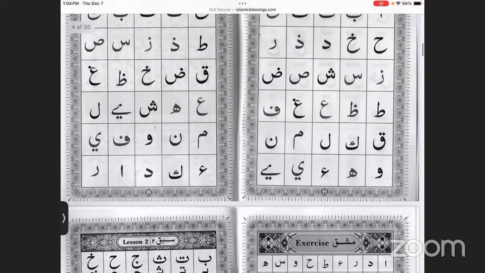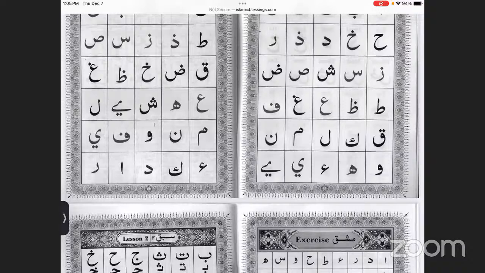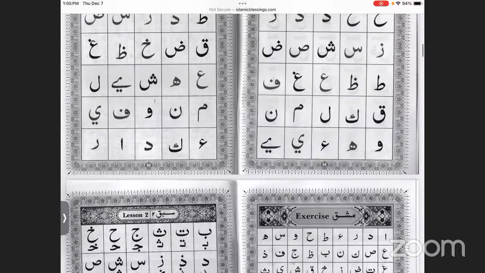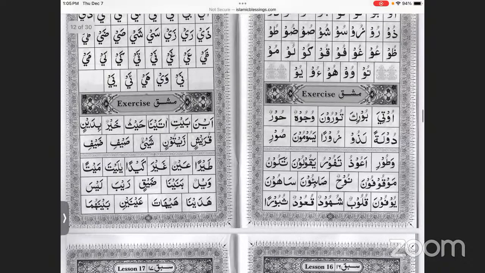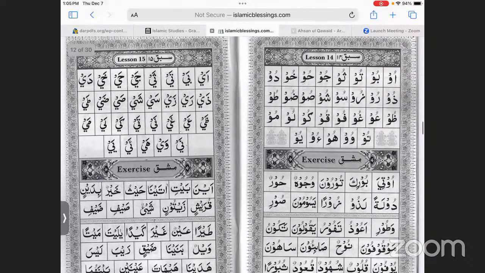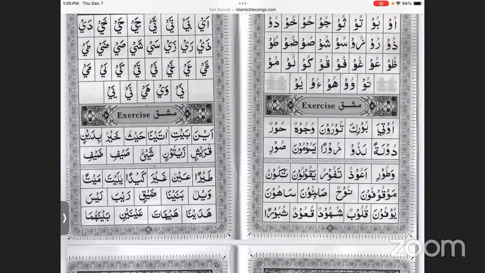So, Naila, you are on page number 21. Page number 21 and 2 lines. These first 2 lines are your sub lesson. Read. No, it was only one line.